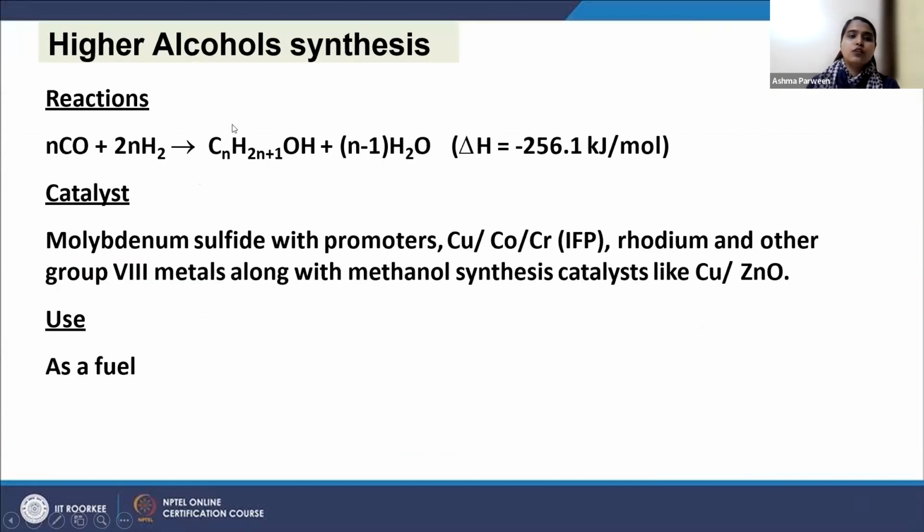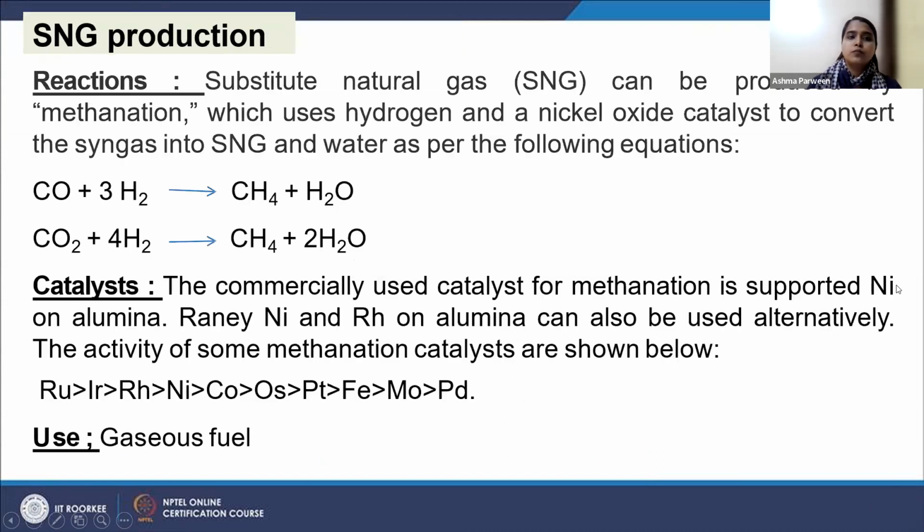Next is higher alcohol synthesis. We can produce higher alcohol. First, we produce methanol, or we can also produce higher alcohol directly from the syngas. We have CO and H2 in the syngas. Using these reactions, we can produce higher alcohol. Of course, we require some catalysts. These are the catalysts used for higher alcohol synthesis: molybdenum sulfide with promoters, copper, cobalt, chromium, rhodium, and other group 8 metals. You can refer to these slides in the lecture.